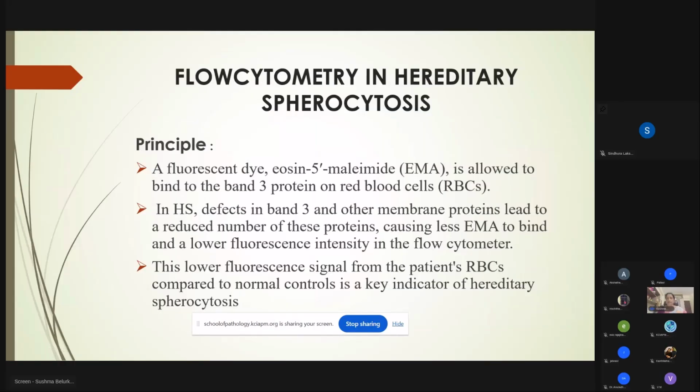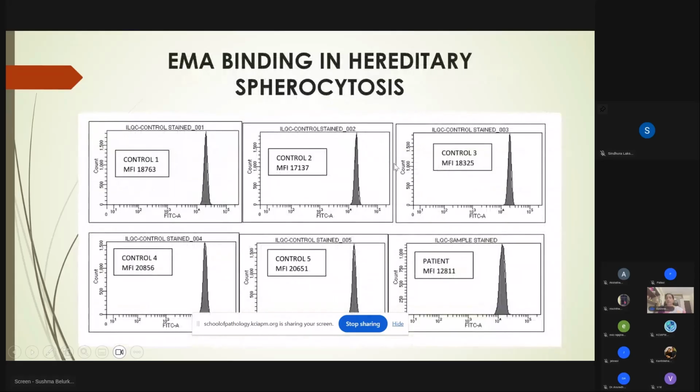Now, a very important advancement in the diagnosis of hereditary spherocytosis is flow cytometry, because with osmotic fragility, at least 15 to 20% of cases can come as false negative. So EMA binding is an important breakthrough in the diagnosis of hereditary spherocytosis, which we are doing in our lab. Basically, a fluorescent dye, eosin-5-maleimide, is allowed to bind to band 3 protein on red blood cells. So in hereditary spherocytosis, where there is a defect in band 3 and other membrane proteins, there will be reduced binding of this fluorescent dye to the RBCs.